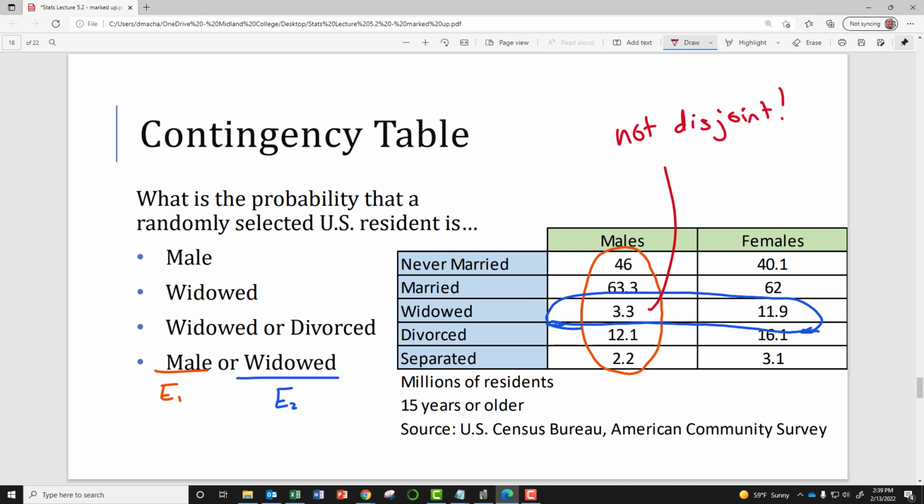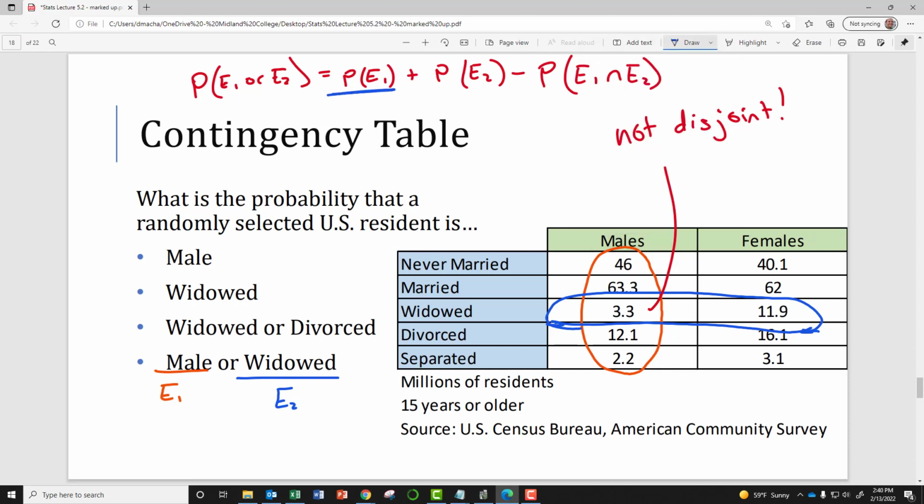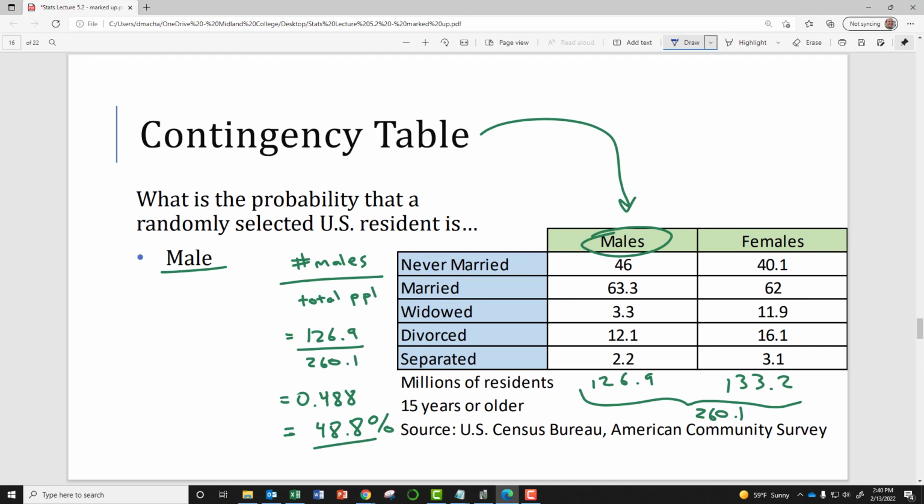So we're going to have to use our general addition rule formula, which is saying that the probability of E1 or E2 occurring is just going to be the probability of E1 plus the probability of E2 minus the probability of the intersection between E1 and E2. Okay, so E1, the probability of being male, we actually found that earlier. That was 48.8%.